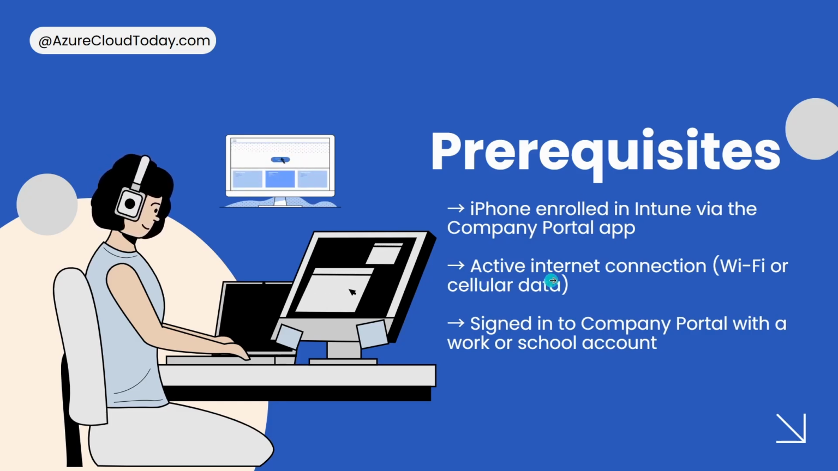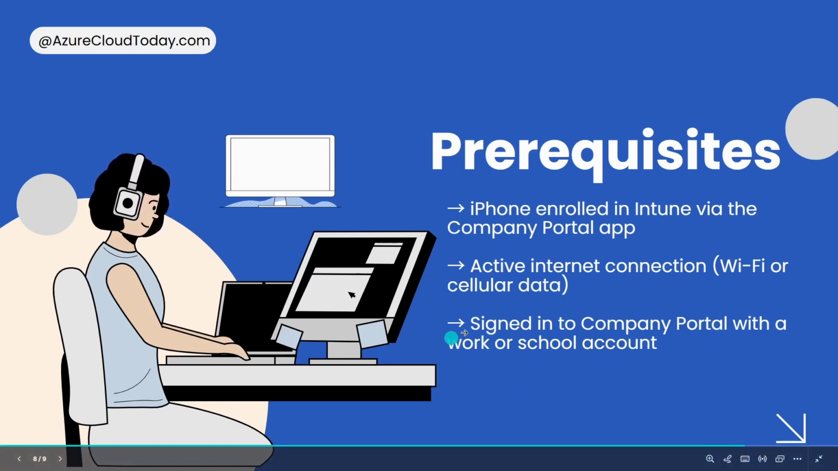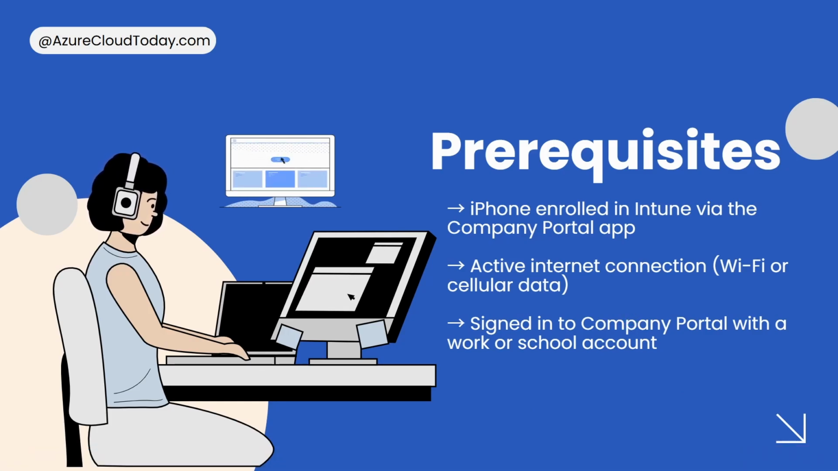Second is that you need an active internet connection, either via Wi-Fi or via cellular data, as the logs we generate would be uploaded to the Microsoft servers and then would be shown to the admins inside the Intune Admin Center. Third is that you would need to be signed into the company portal app with your work or tenant account, which is Intune licensed. If you want to know which license to activate for this to work, then please click the video displayed on the top right so that you can make the right license choice.